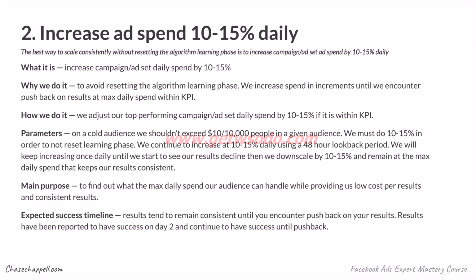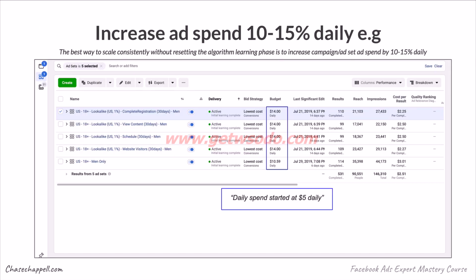What's really nice about this method is you can directly see the results within a day or two because you're increasing by only 10 to 15%. You're not resetting the learning phase, so you're actually able to see a direct result right after. And here's an example of what this looks like: increasing ad spend at 10 to 15% daily.